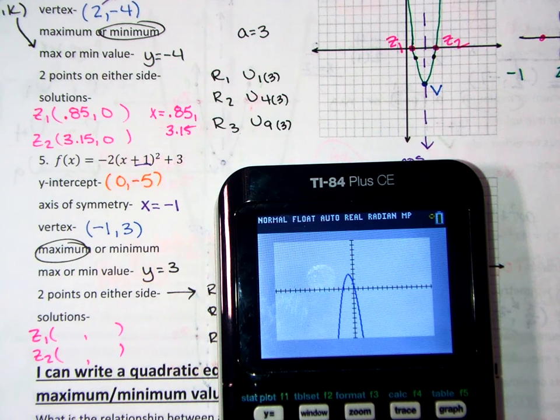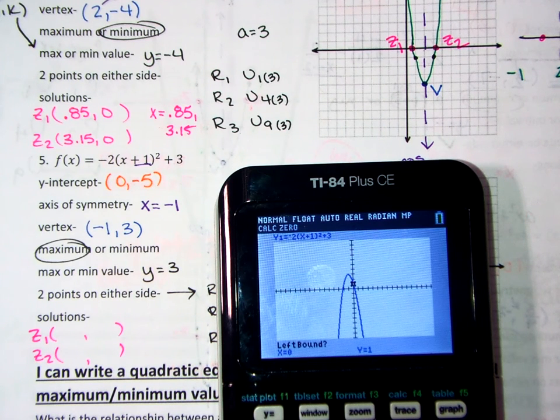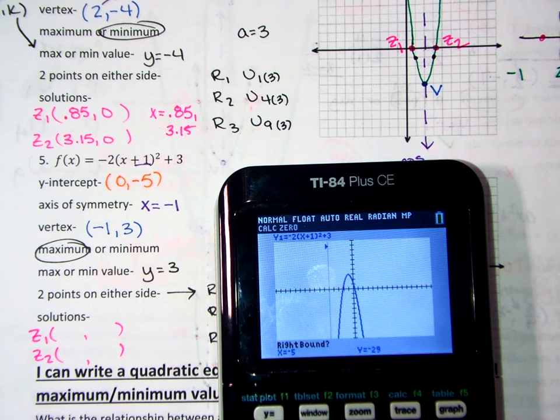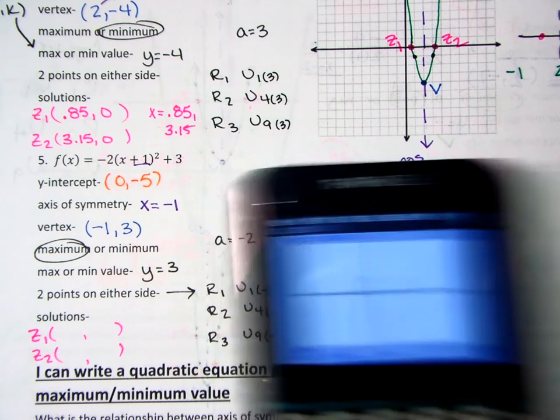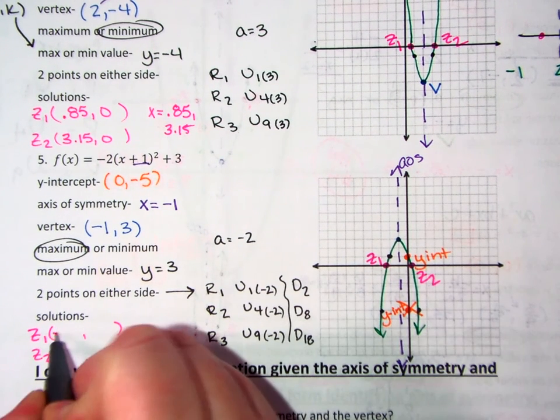It's maximum value. Great. Awesome. Second calc, 0. So my left bound, I'm going to pick a number over here, say -5. I know my axis of symmetry is at -1, so my right bound is going to be -1. Enter. -2.22, which means slightly over, which is good. So -2.22.